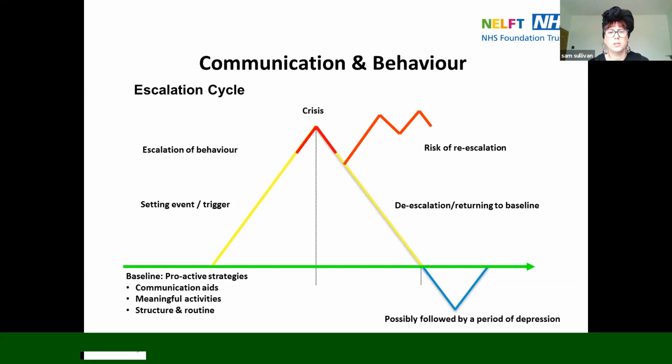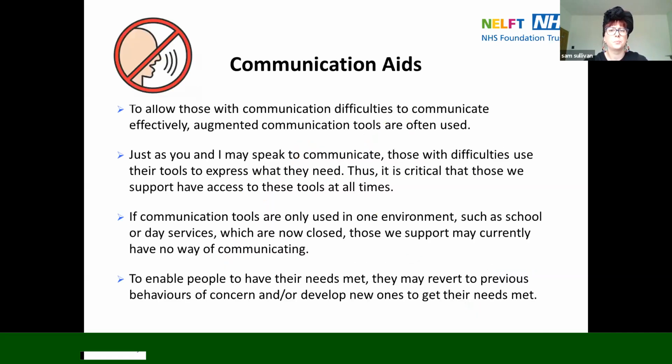Just to tie everything into the escalation cycle that we've been looking at, when we're looking at communication, we want to be putting in steps proactively when people are at baseline. So all of the things that we've covered are going to be part of that baseline strategy: our communication aids, the meaningful activities, structure and routine, etc. What we don't want to do, when people start to escalate, is to then be bringing out the communication tools, or asking where is their textbook, where's their iPad. Sometimes that's something that we see happening. We want to be doing all of these things proactively so that we can keep the people that we support at baseline and keep them happy.